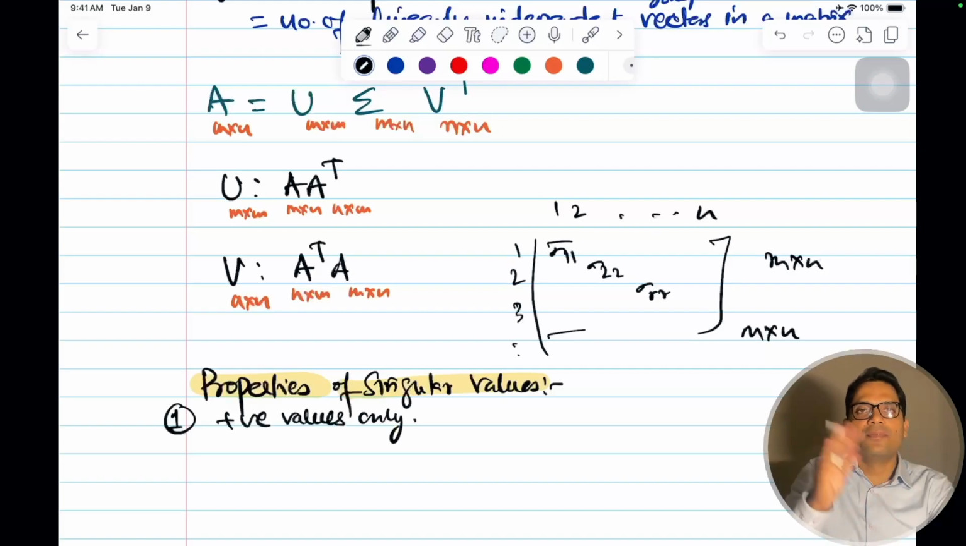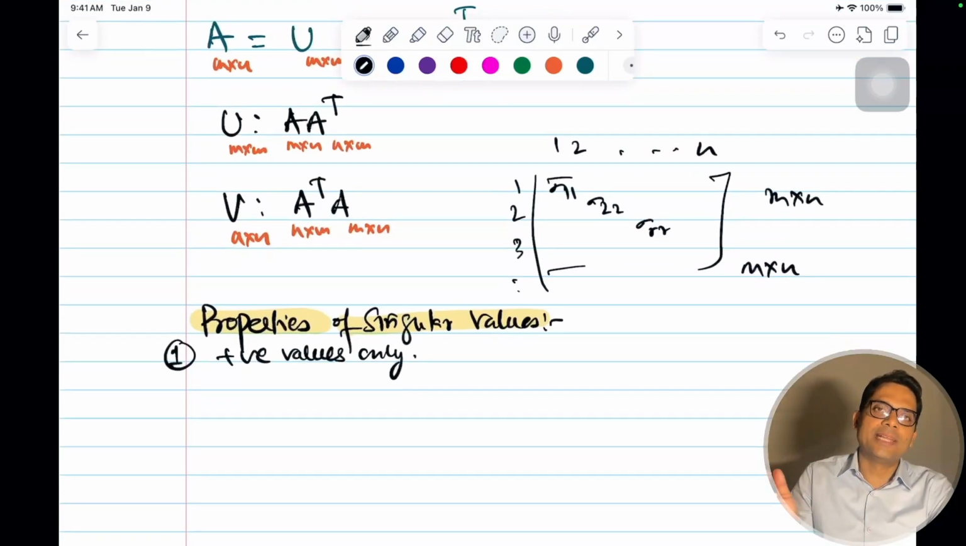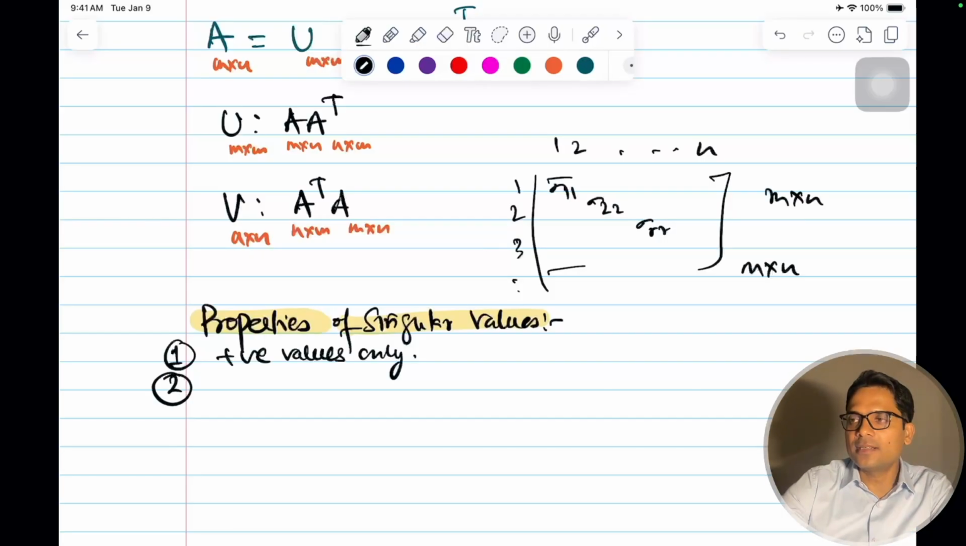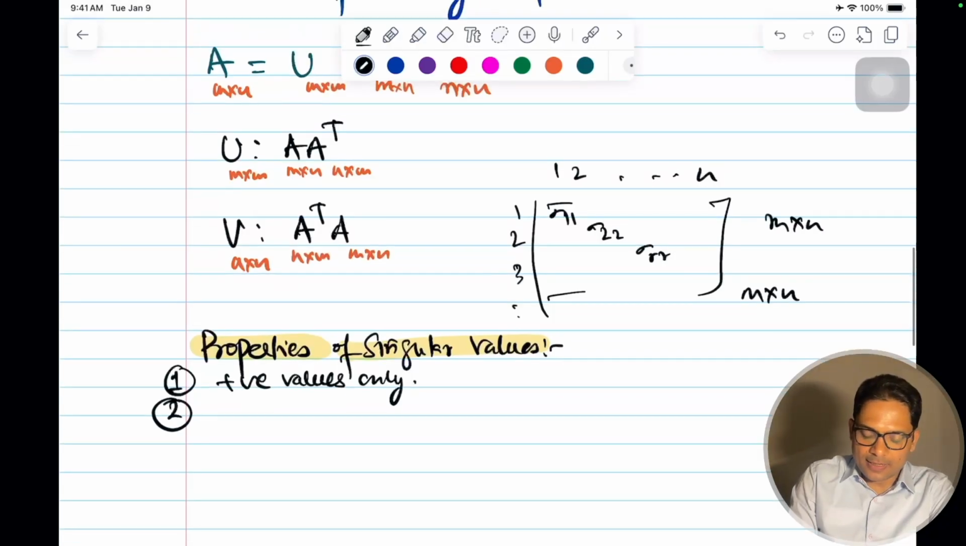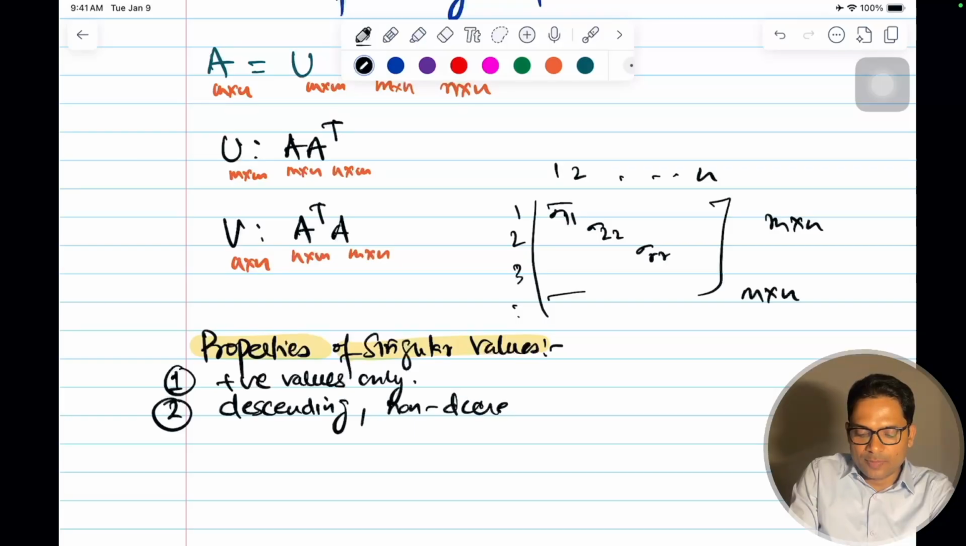If we get two values, positive and negative, when we take a square root, we'll take only the positive because we want only the scaling factor, how much it is getting scaled in a certain direction. So that's the utility. The second thing is that when we are arranging them, we arrange them in descending order, or non-decreasing. Even if it's equal, then let it be non-decreasing order.